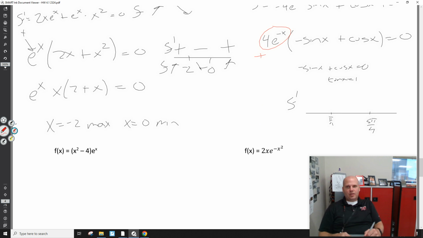Test points. Again, this is always positive. We only have to check what's going on here. If I plug in 0, cosine 0 is 1. So this is going to be a positive. I plugged in pi over 2. Sine of pi over 2 is 1 times a negative 1. That'd be a negative. Cosine of pi over 2 is 0. So this is a negative. If I plugged in 3 pi over 2 or 2 pi, cosine of 2 pi is 1. Sine of 2 pi is 0. So this is back to being positive. So I'd say x equals pi over 4 is a max because f goes up then down. X equals 5 pi over 4 is a min.